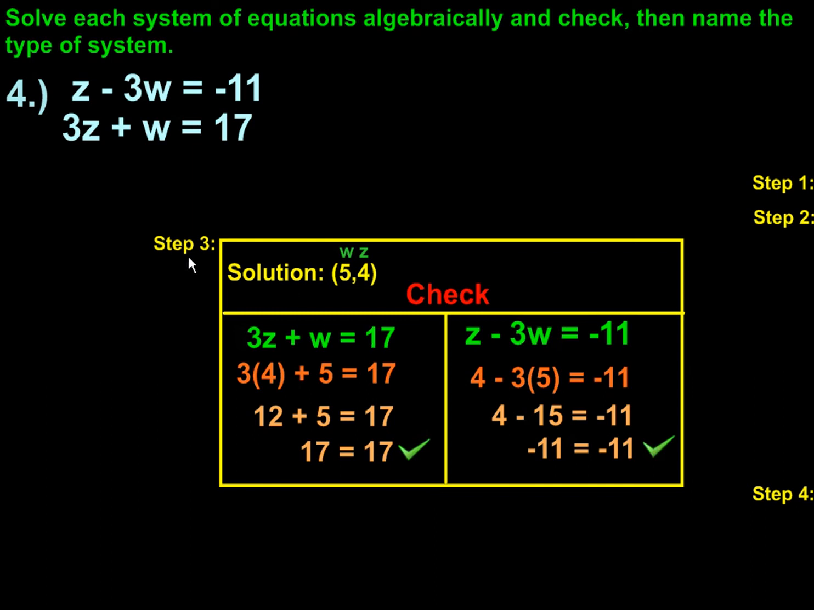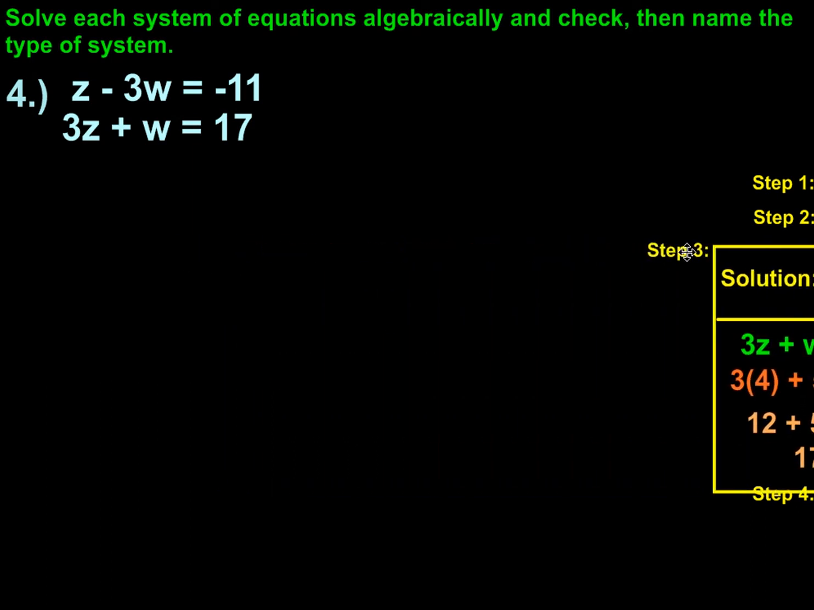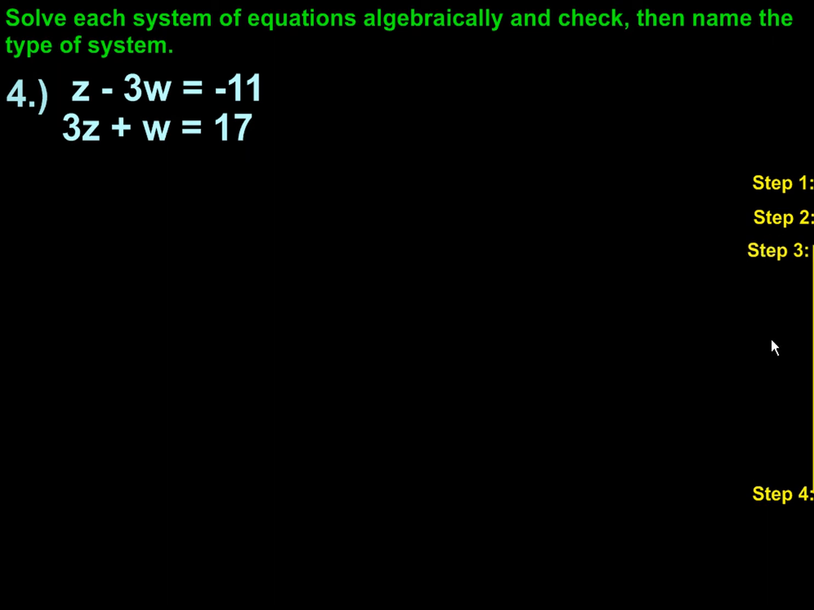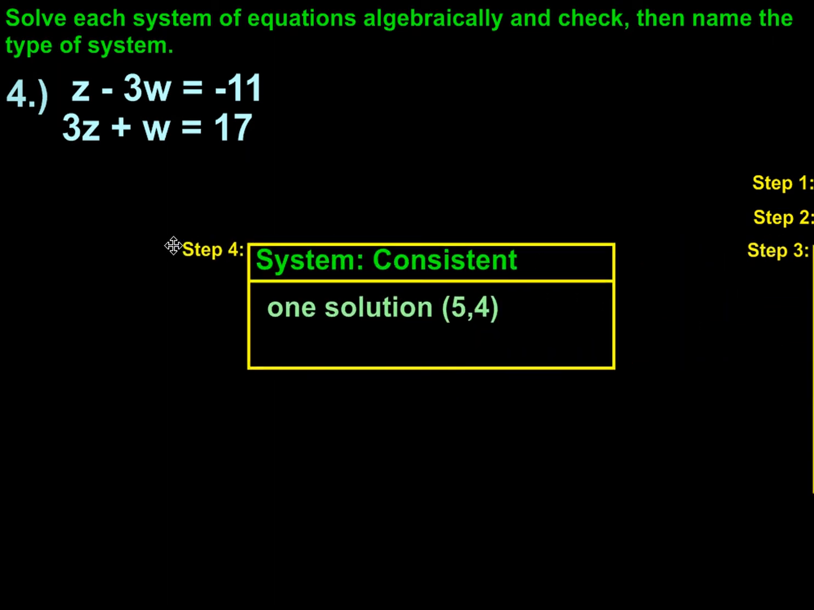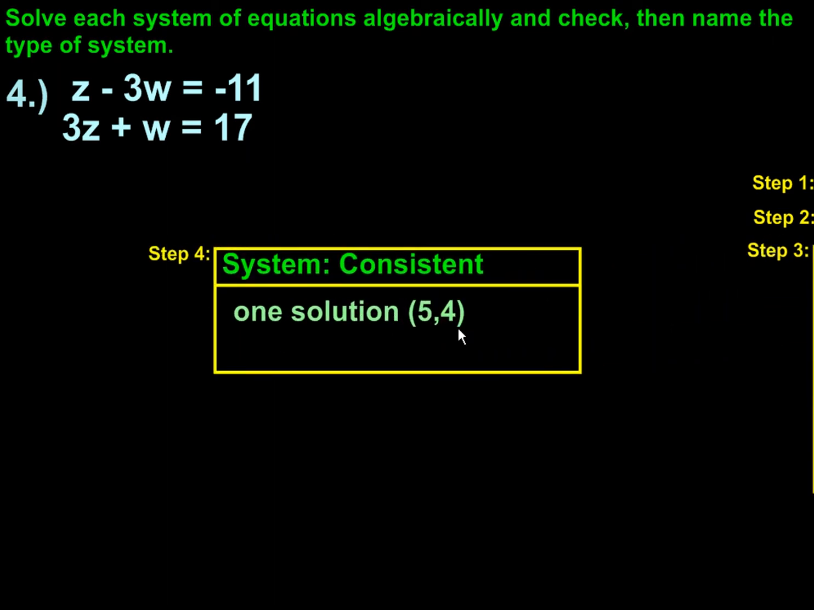So my check has worked, which means I can now offer up a system type. Based on the fact that both checks worked, and I had one solution, I can say that my system is a consistent system.